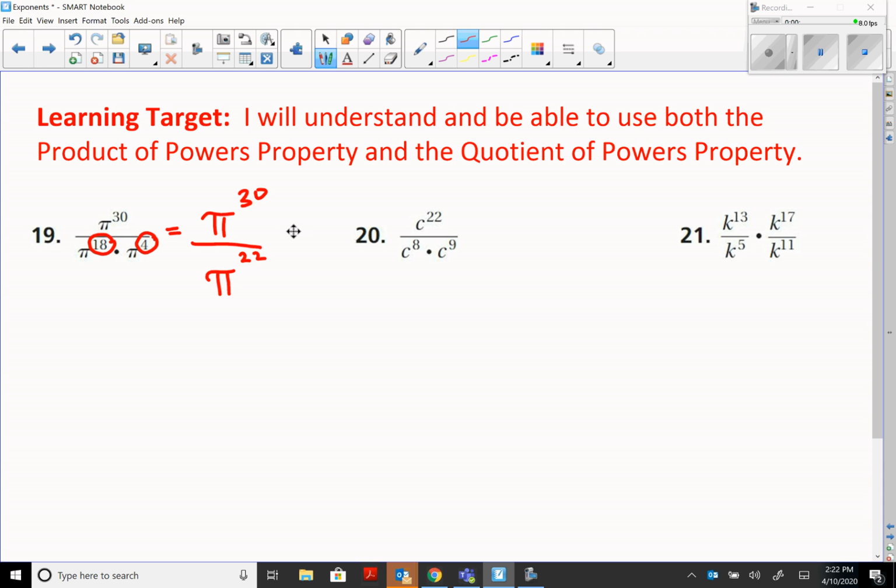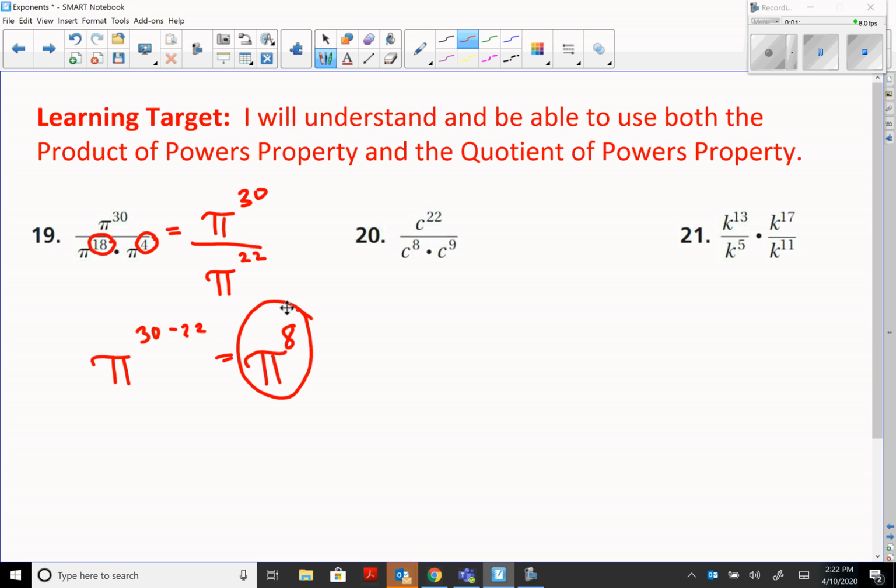Then I can use the quotient of powers property because I am dividing. And if I'm dividing and if I have the same base number or symbol or variable, I can subtract the exponents. So I'm going to subtract 30 minus 22, and my final answer would be pi to the 8th power.